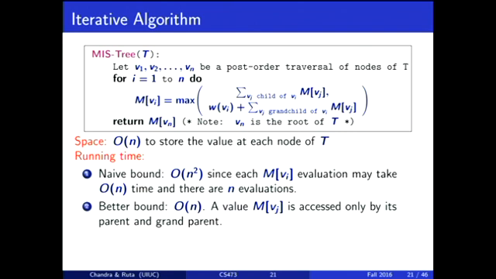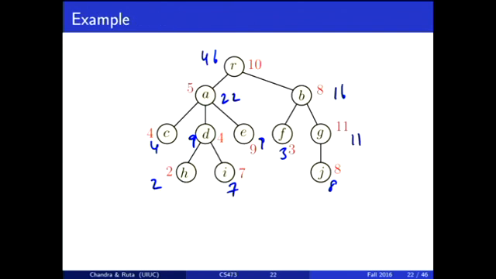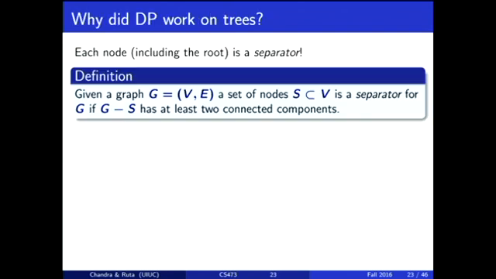So what helped? Why did it work? Let me abstract it out. Why do things work on a tree? The reason is that every node in a tree is what is called a separator. So what is a separator in a graph? It's a subset of vertices such that if I remove them, you get at least two connected components. The graph falls apart.